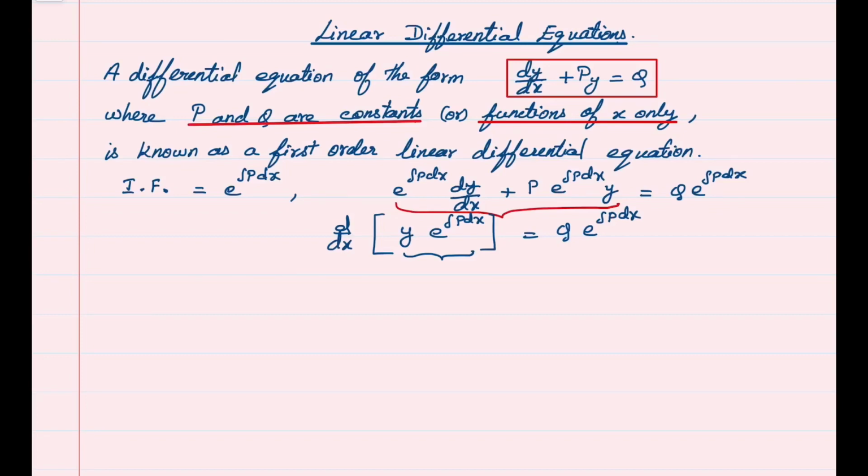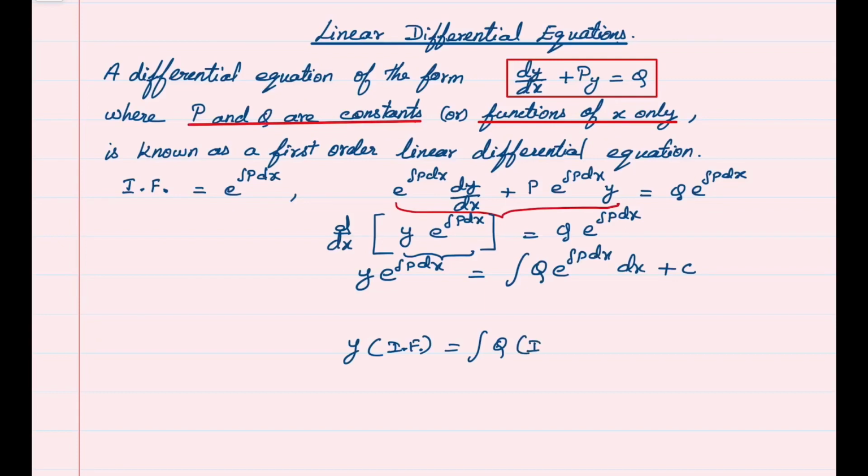Now integrating both sides, we get y into e power integral p dx, because differentiation and integration will get cancelled. Here we will have integral q times e power integral p dx plus the constant of integration. Therefore, the formula is y into the integrating factor equal to integral q times the integrating factor dx plus c.